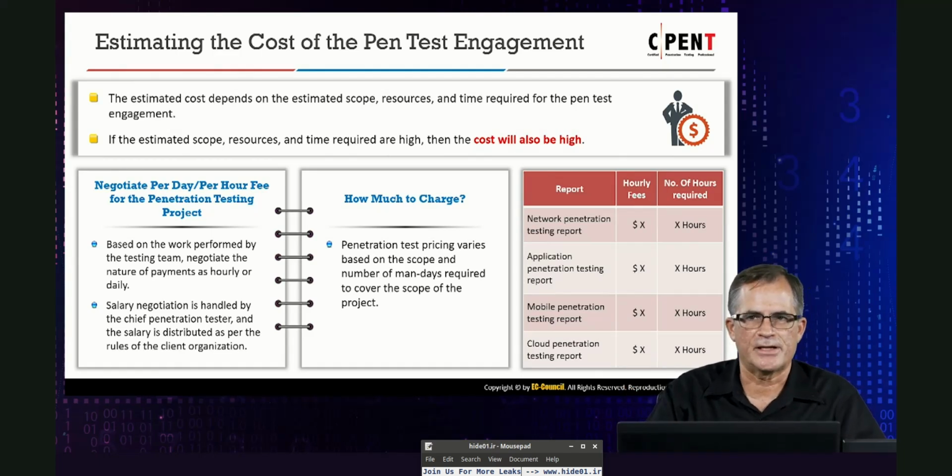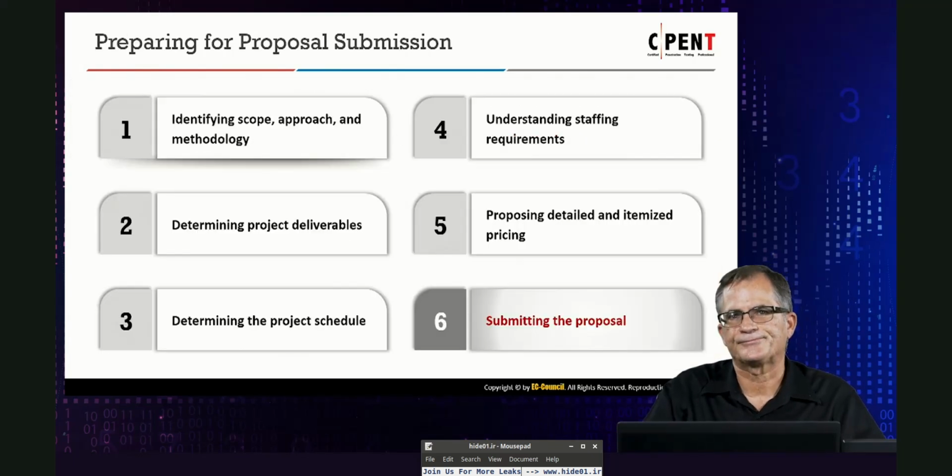So these are the types of things you have to start figuring out, and then figure out where you're going to draw the line. As it says there, negotiation: usually a chief penetration tester or a team lead controls all of that. It's going to vary based on the scope and the number of man days required to cover the scope. And that's reality. Sometimes, having done this many times, you underestimate. And if you underestimate, you have to understand that was your mistake, not the client's mistake.